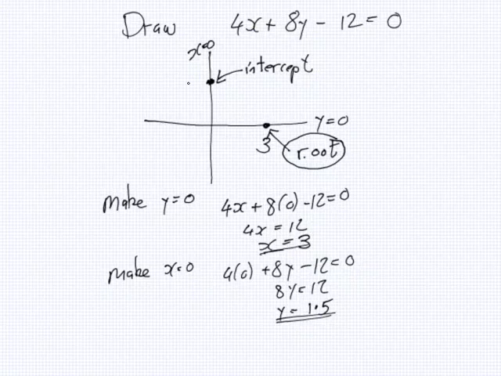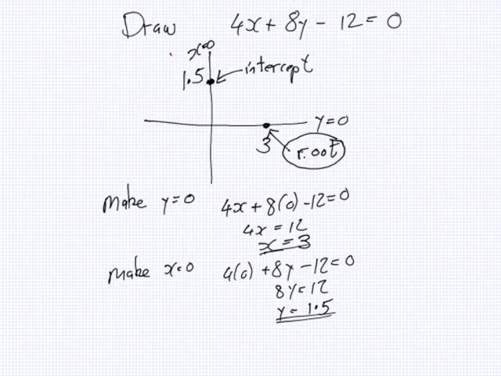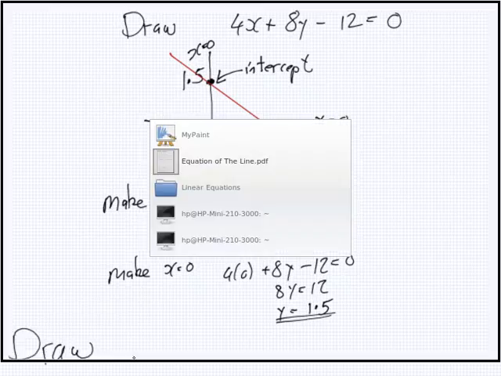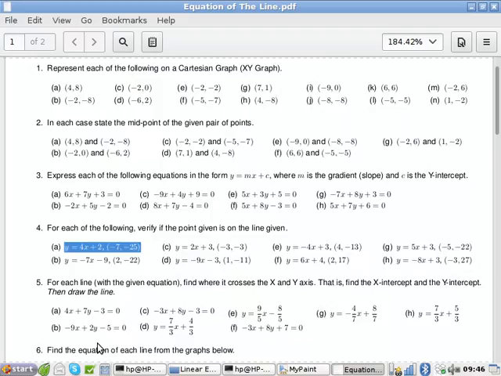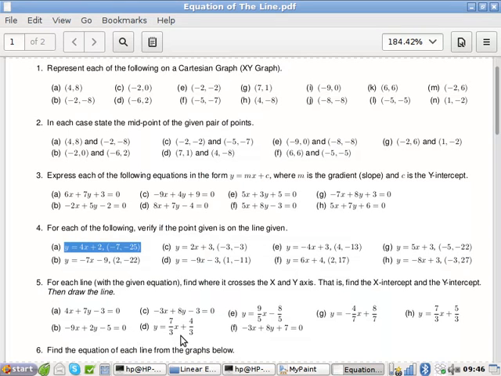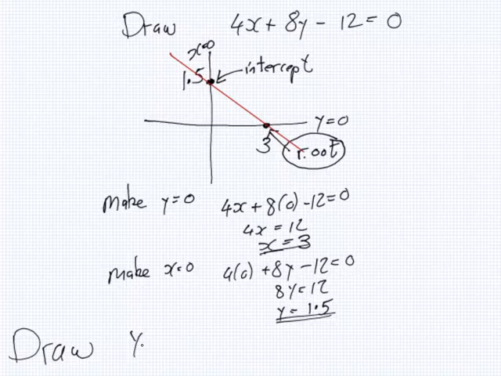So here is 1.5. And so our line is like this. Yeah? Okay. You can try one for me. Draw. Let's see. Let's make it a little bit harder. 7y equals 7 over 3x plus 4 over 3. Okay, try to draw this.